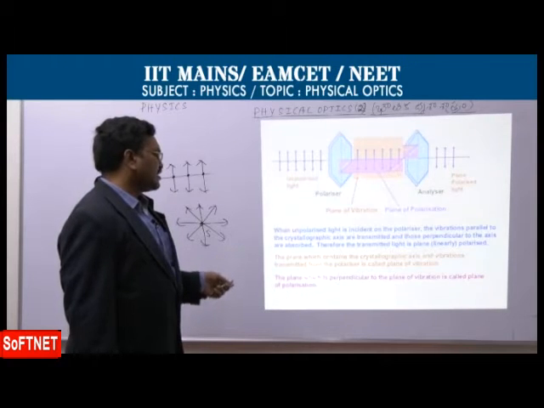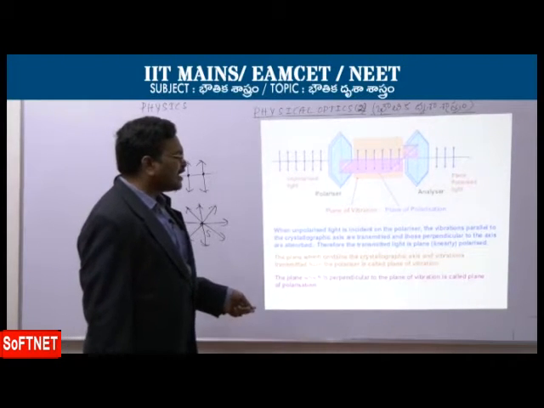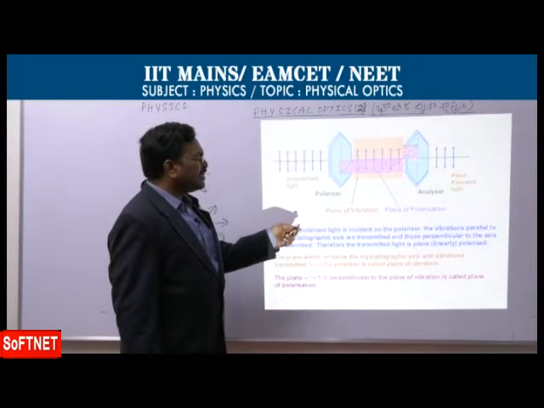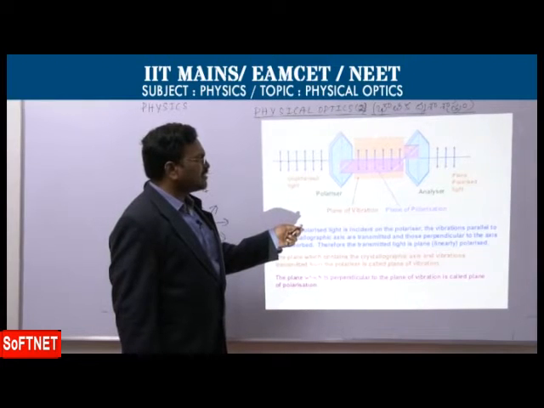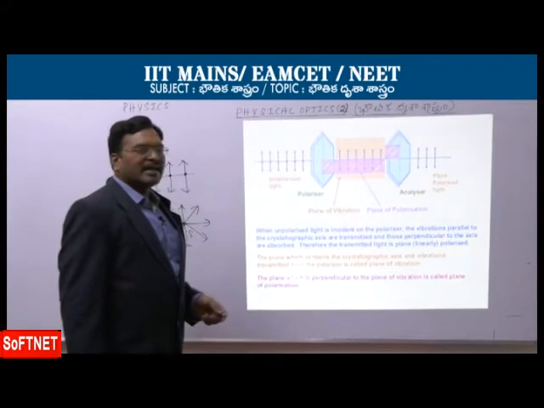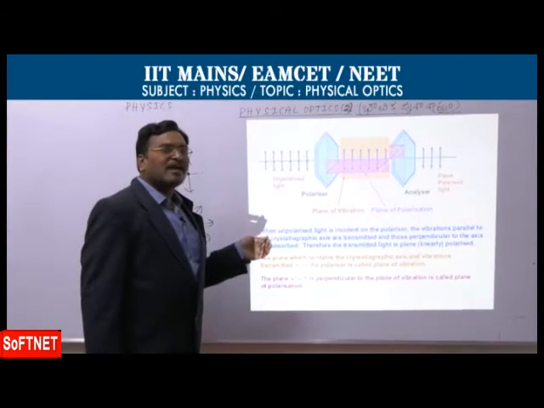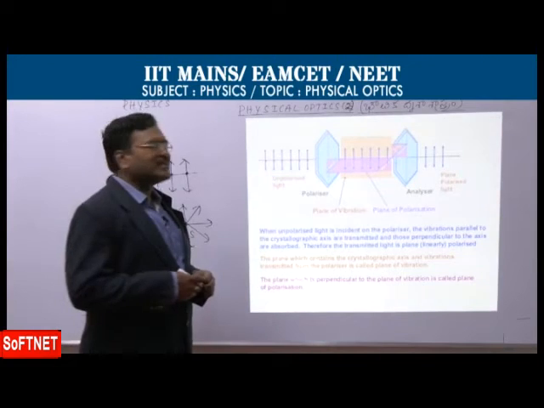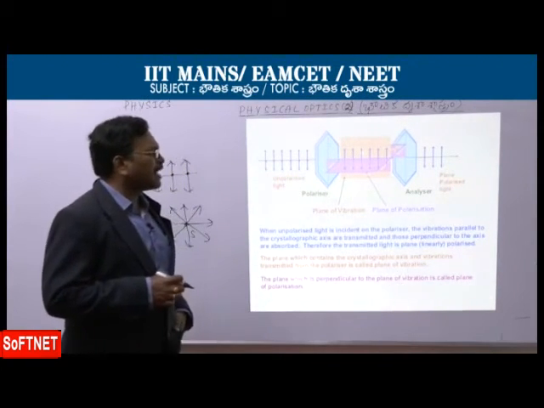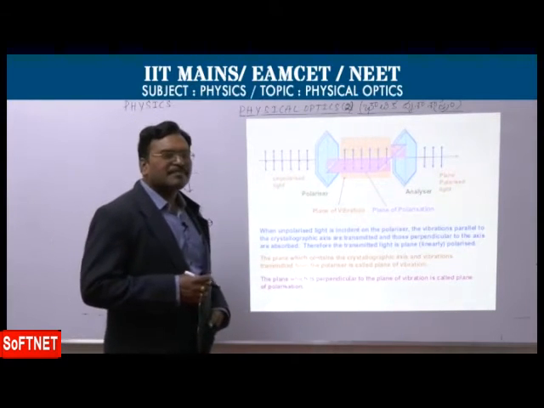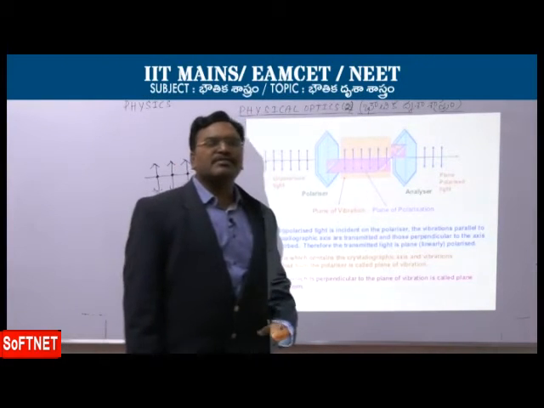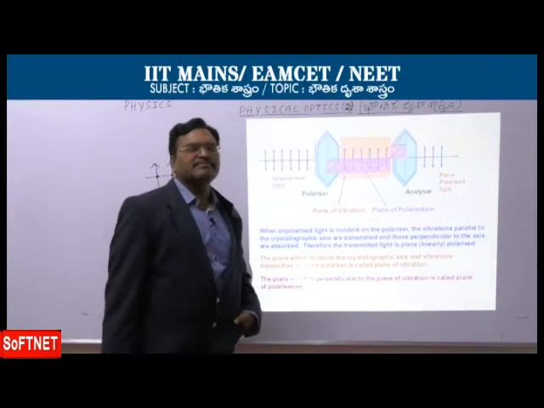Now the plane which is perpendicular to the plane of vibration is called the plane of polarization. So this is the plane of vibration, and this is the plane of polarization. Here dot components are absorbed. If unpolarized light is incident on a crystal, the dot components are absorbed and it produces only parallel components. That's why in summer we use polarized glasses, which absorb one component, so we feel cool as the intensity decreases.